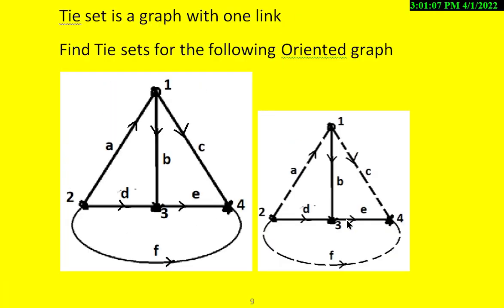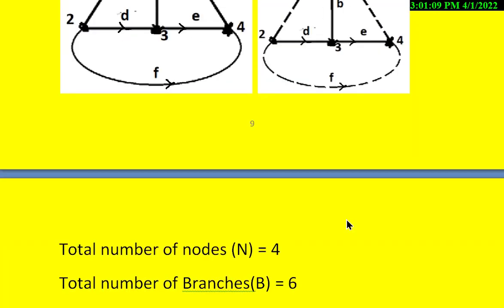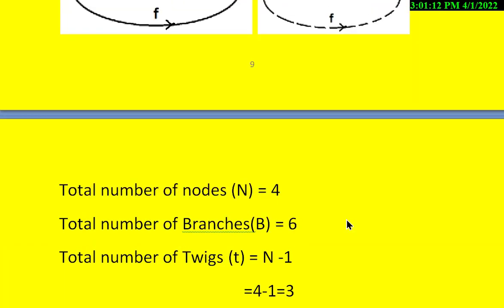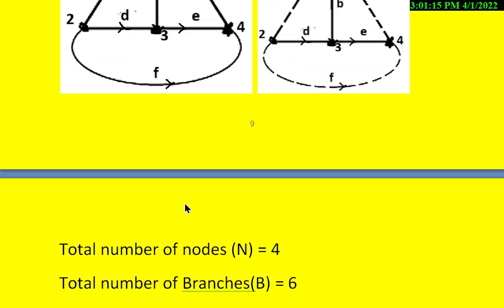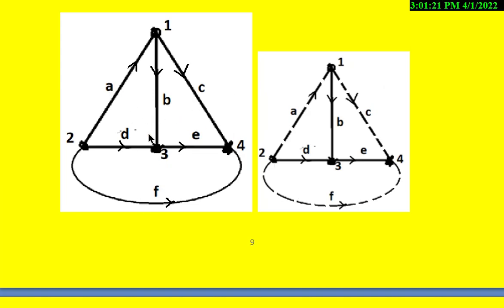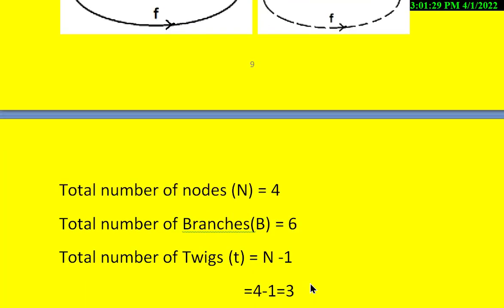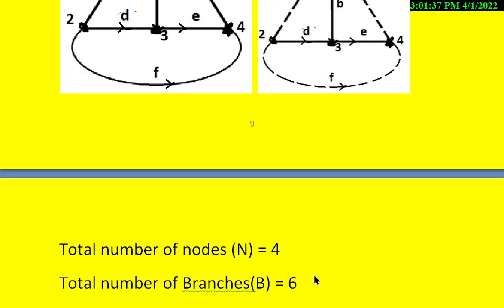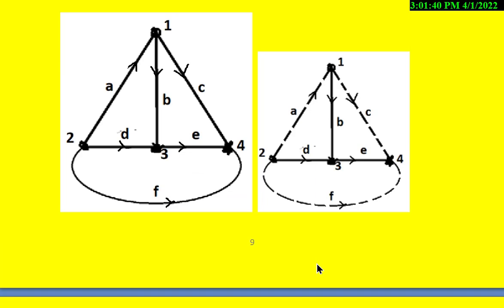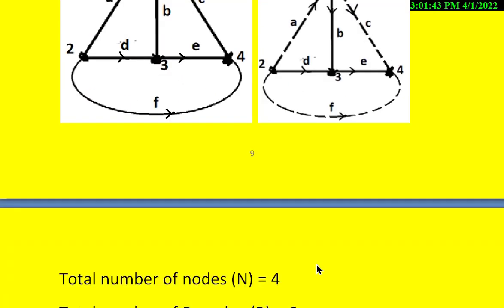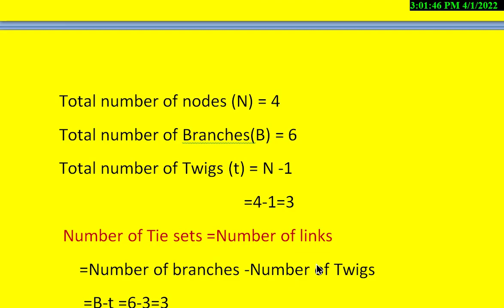So to know the tie sets, we should know how many tie sets will come for a given graph. For a given graph, the number of nodes is given as 4, and the total number of branches available are A, B, C, D, E, F. That is totally 6 branches. Then the total number of twigs is nothing but n minus 1, that is the number of nodes is 4, minus 1, means 3. So here we get 3 twigs. Then we get the number of tie sets equal to 3.